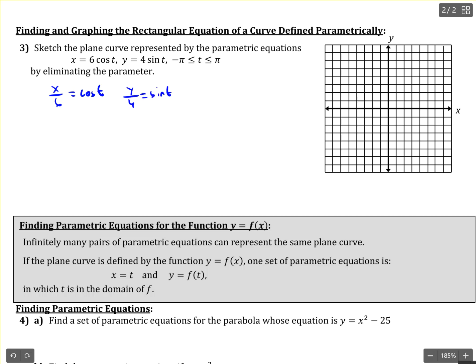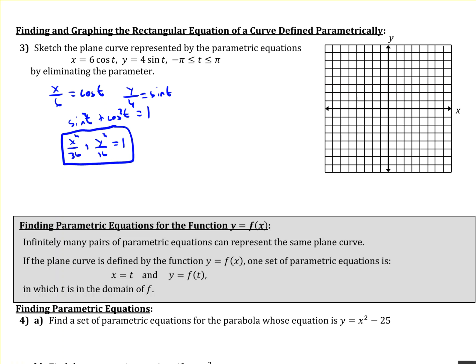Now remember, sine squared of t plus cosine squared of t equals 1, so x squared over 36 plus y squared over 16 must equal 1. All right, so that's an ellipse. If I were to graph that, I would go left and right 6: 1, 2, 3, 4, 5, 6, and 1, 2, 3, 4, 5, 6. Go up and down 4, and then I'd connect it.